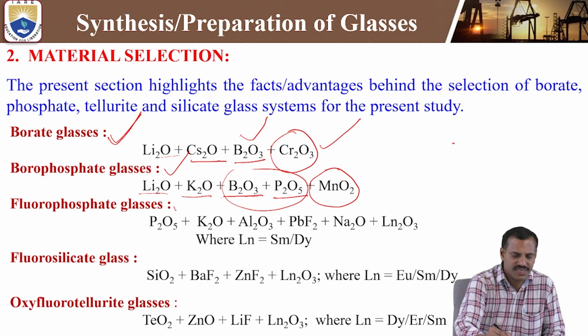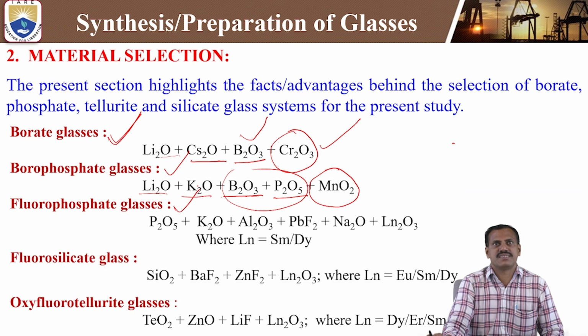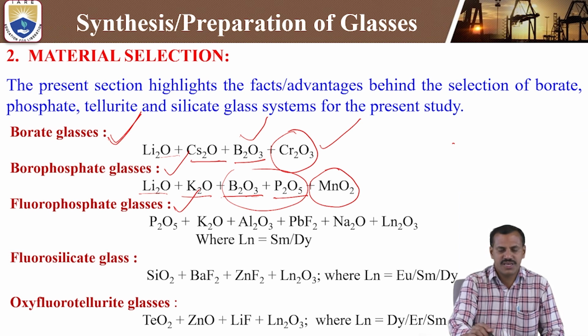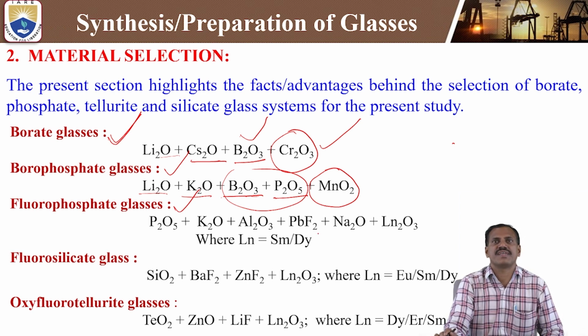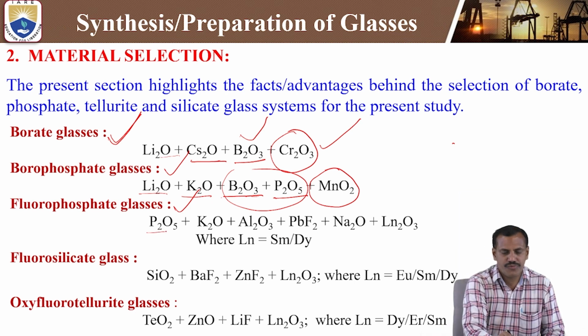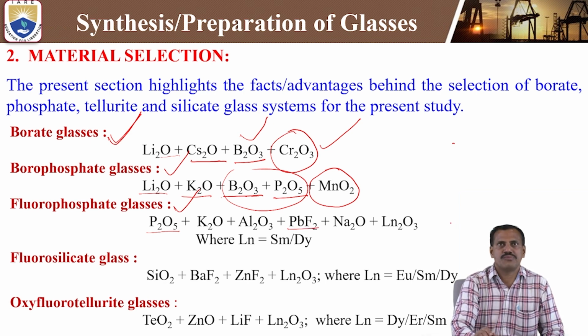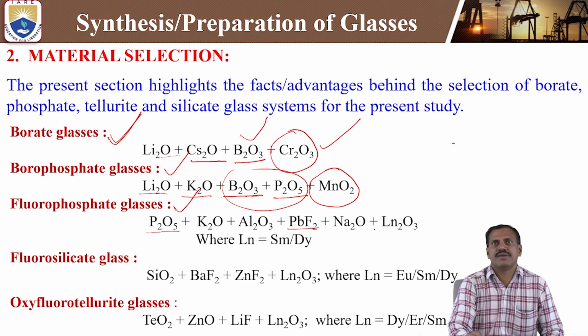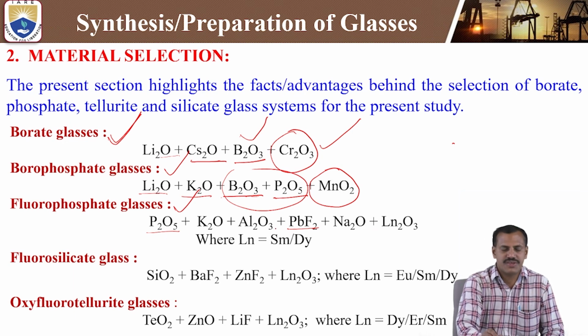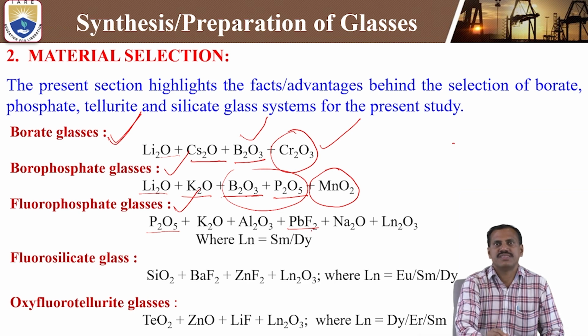Next, coming to the third one, fluorophosphate glasses. Here the fluoride content should be more. So it is based on phosphate, P2O5, and lead fluoride, which is very important. The major composition should be P2O5, phosphorus pentoxide, and lead fluoride, PbF2. That is why you say fluorophosphate: fluoride as well as phosphate. So P2O5 and lead fluoride are the major composition for the fluorophosphate glasses.